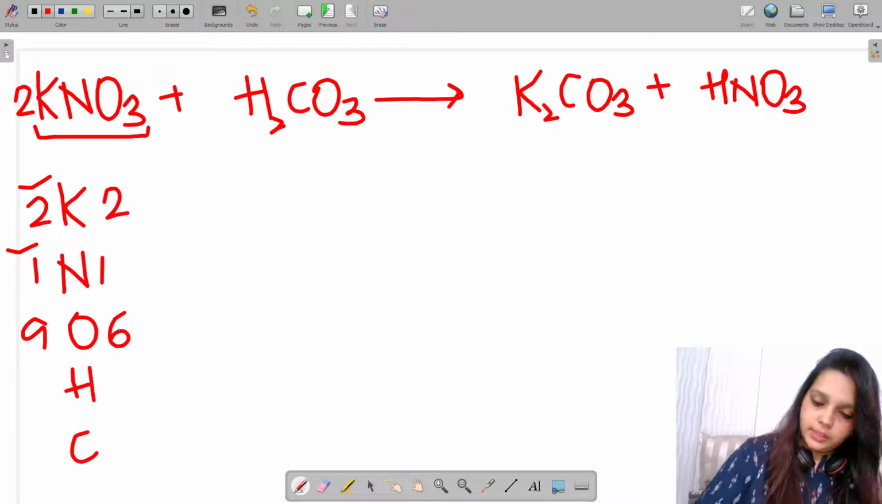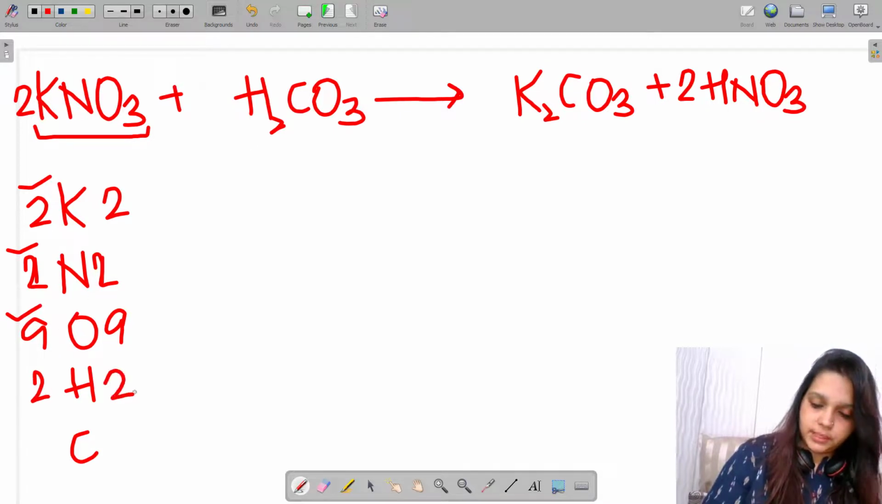So we can disturb. So see what has happened to the N here. N has become 2 here on the left hand side. So I'm definitely going to add a 2 here, which makes my N balanced on both the sides. And what happens to my oxygen? So 3, 6, 7, 8, 9 here. My O is also balanced for now. H is 2 on the left side and 2 on the right side, and my C 1 on the left side and 1 on the right side.